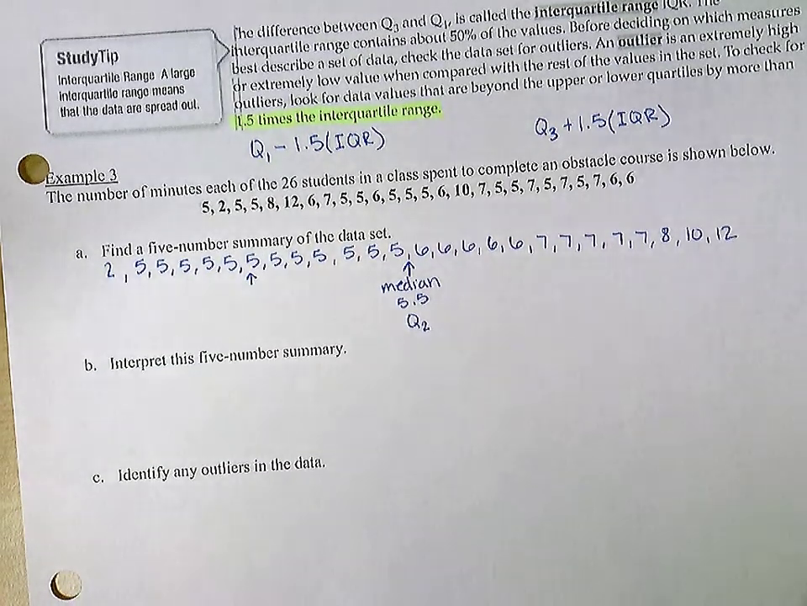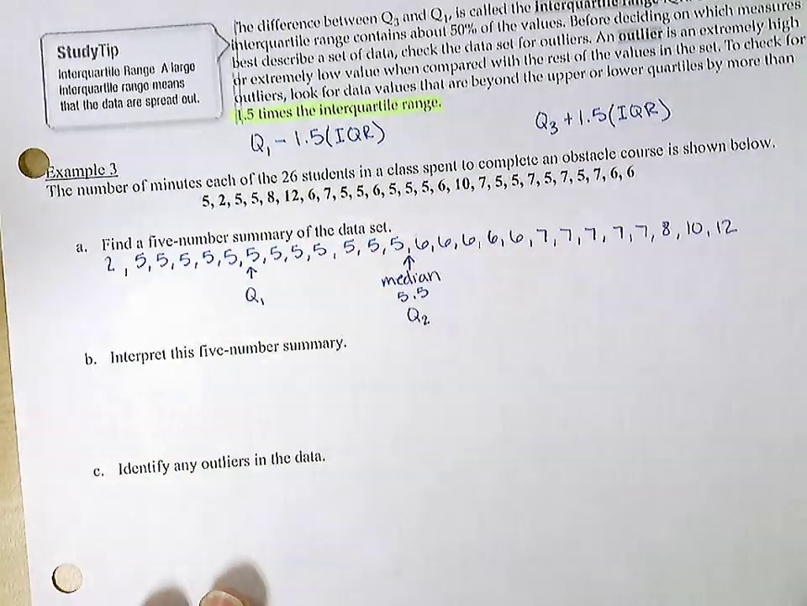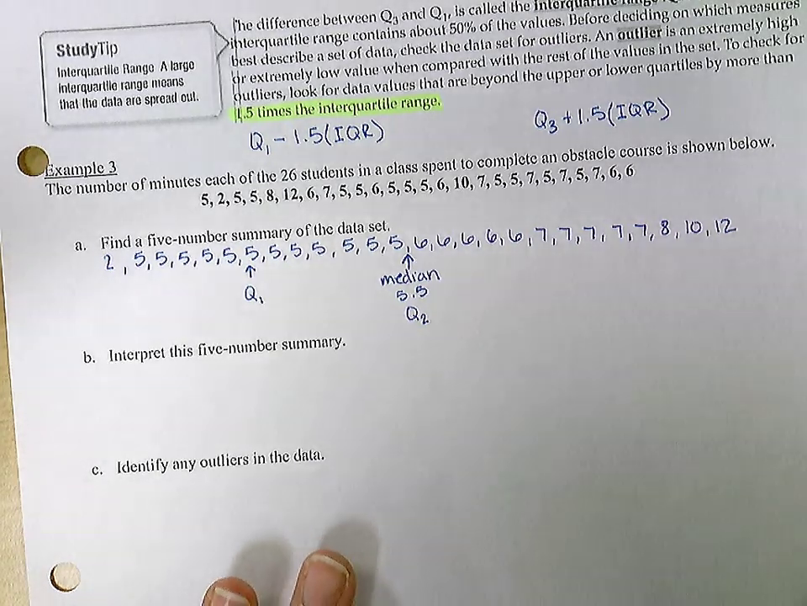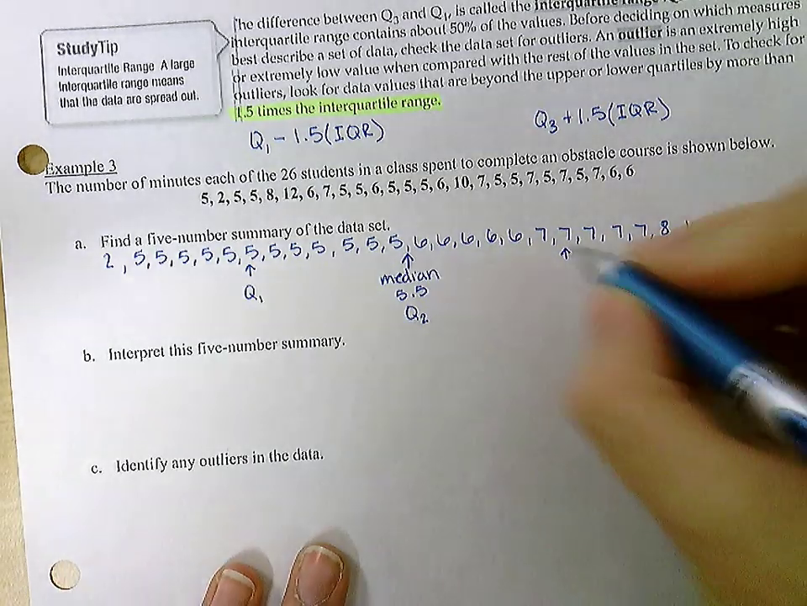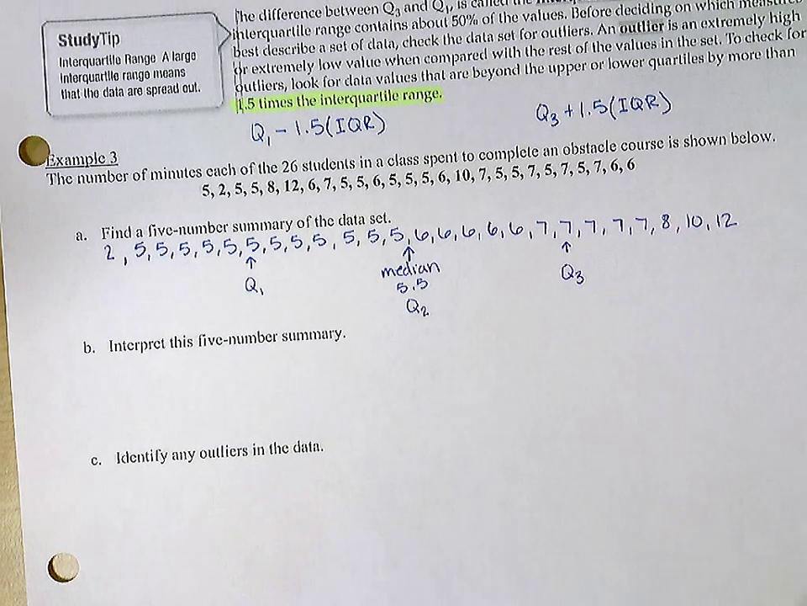Okay, it is just going to be 5. That's quartile 1. We want to do the same thing for that upper half. So find the median of the upper half there. That'll be 7. And that'll be quartile 3.